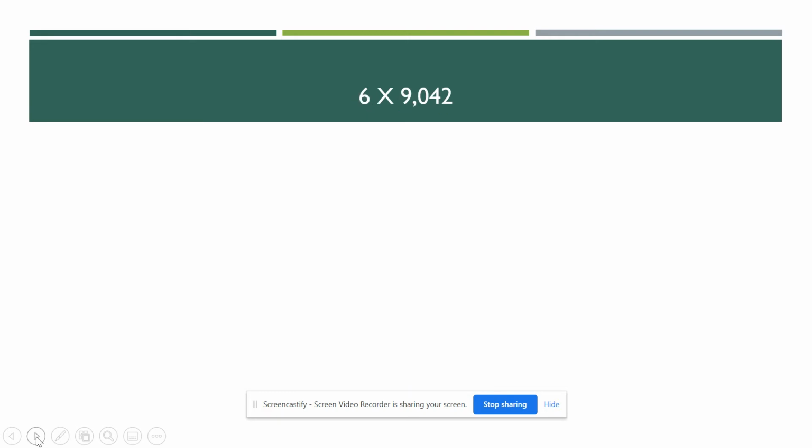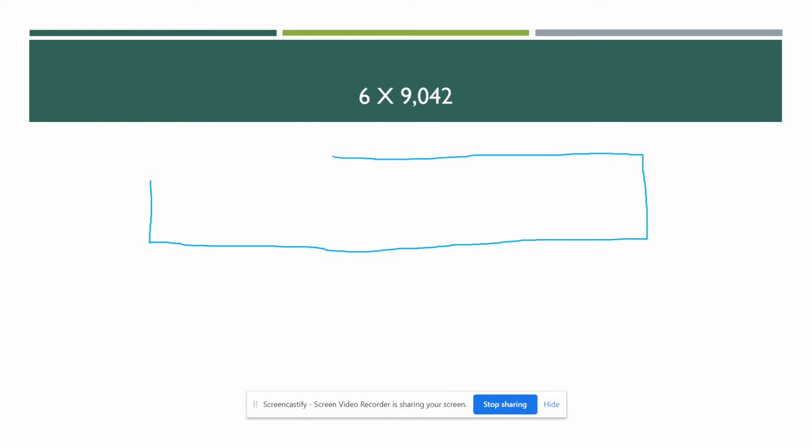The next type of problem your child will see is a 1-digit times a 4-digit number. And this is very similar to what you just saw. We will set up the box again. And it will be very long because we are multiplying a 1-digit number, the 6, by a 4-digit number. So this box now needs to have 4 parts.